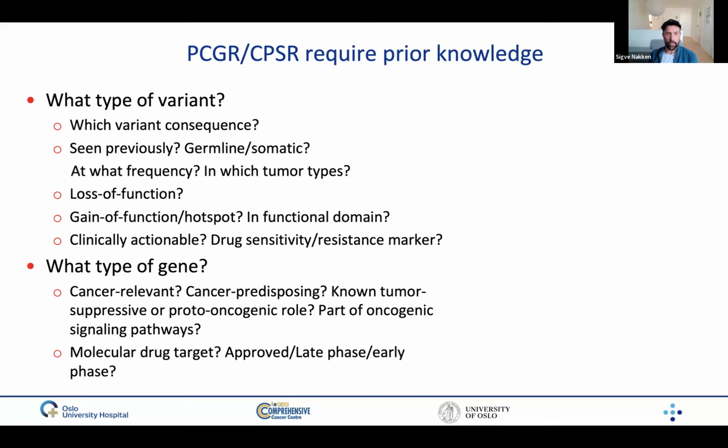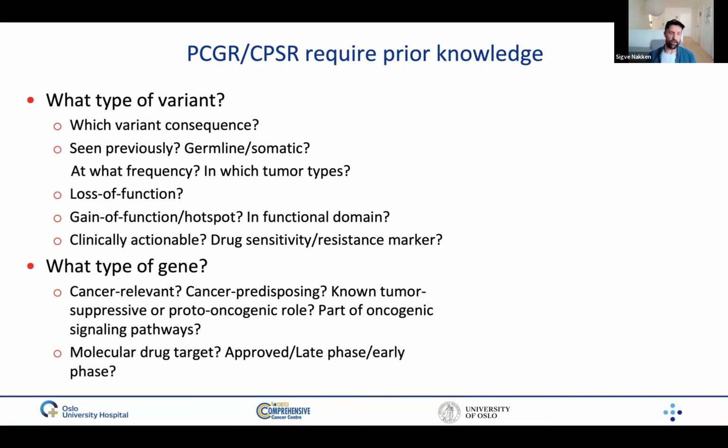One thing that we spend quite a lot of time on is to harmonize reference data or prior knowledge. A lot of the questions that these tools want to address require a fair amount of data integration and harmonization. You can think of this at the variant level and also at the level of genes. At the variant level, you typically want to know what type of consequence the different variants you feed into the tool have. Has it been seen previously? Was it seen in the germline or somatically? And if it was seen somatically, in what tumor types was the variant seen, and so forth.